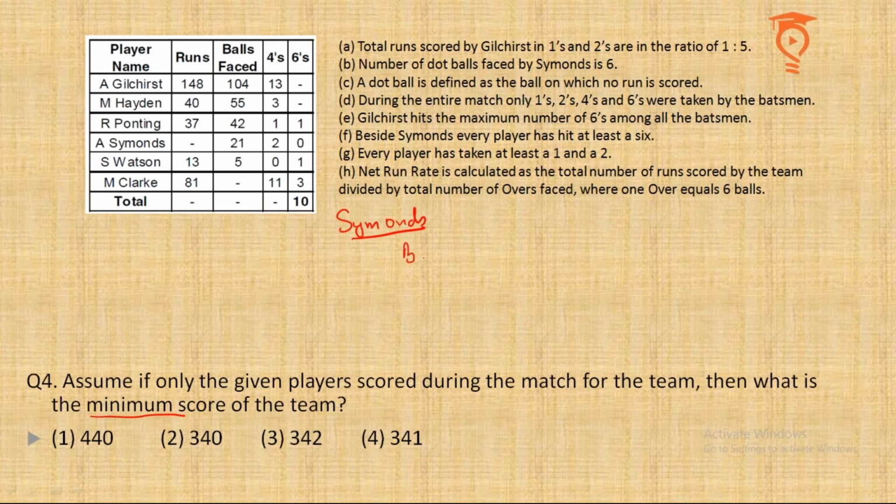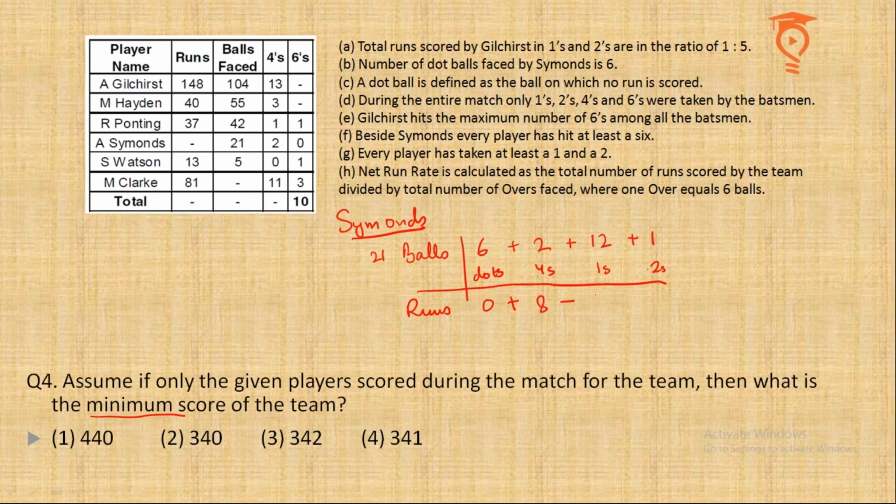So again, with the balls faced, I would take 6 dots and 2 fours, so that's 8 balls done, and he had faced a total of 21 balls. So in the 13 balls, I'll give 12 singles and 1 double, and hence his runs will reduce further. So 6 dots add to 0, and then 8 runs here, 12 runs here, and 2 runs here. So in this way he makes 22 runs only. So if we enter Simons' score of 22 in the scorecard, we get a total of 341. So the fourth option becomes the answer.